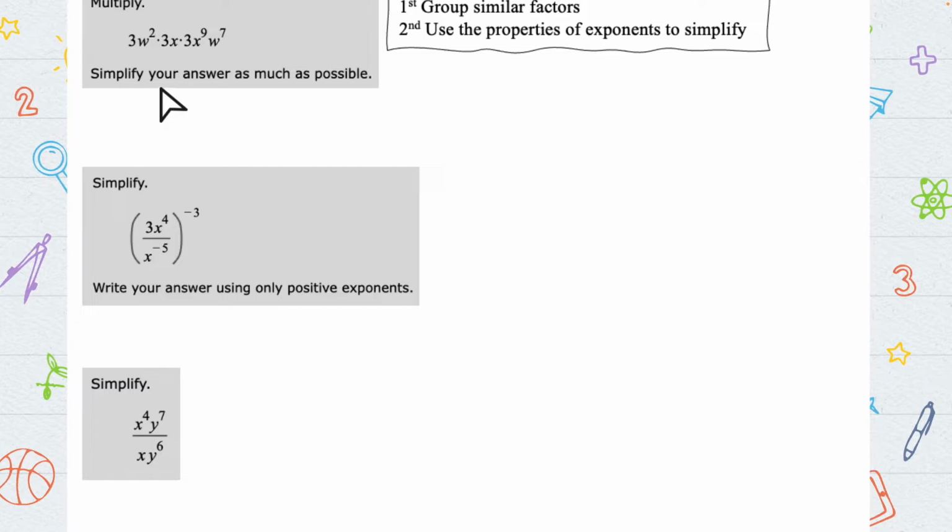So we have 3, 3, and 3. So I grabbed the coefficients, so you can see those in red. Then I have w squared and w to the 7th. And then I have x and x to the 9th. So I grouped them just so that they're kind of easy to combine.